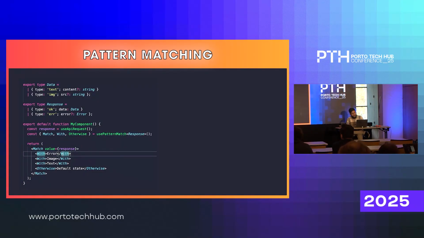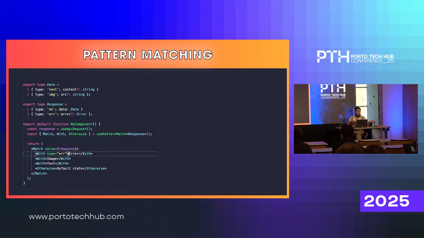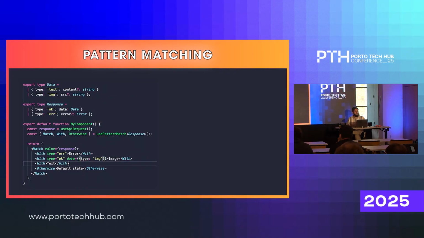What I wanted to show you at the end is this piece of React code, where I'm simulating some data fetching. My data can be either text or some image. If it's text, it has a content. If it's an image, it has some source. Then I get a response from my API that can either be okay and contain some data, or it can be an error because it failed. Then I'm calling this hook called use pattern match. This hook takes a generic type and gives me 3 different components: match, with, and otherwise.